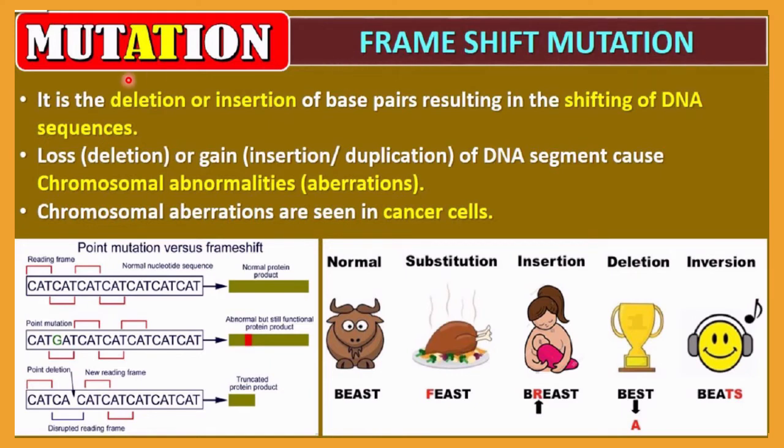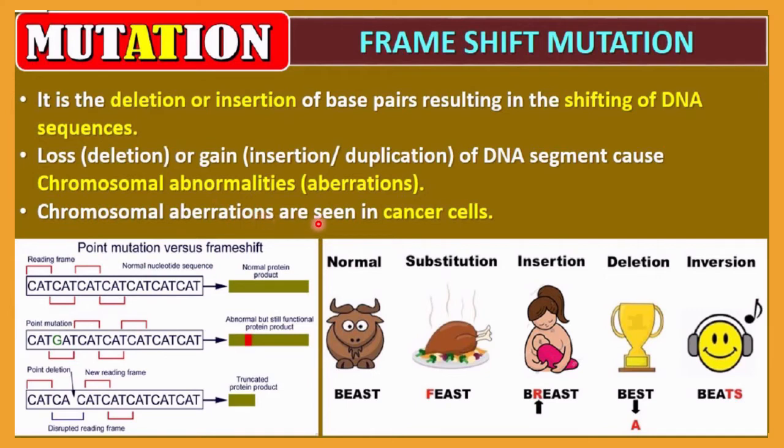What happens in this case? It is the deletion or insertion of a base pair. Something will be deleted or inserted within the base pairs. It will result in the shifting of DNA sequences, and here you can see loss or deletion, gain or insertion, or duplication of a DNA segment, which will cause chromosomal abnormalities. Anything deleted or inserted may result in a chromosomal abnormality, also called aberrations. An abnormal chromosome due to this deletion or insertion is called a chromosomal abnormality or aberration.